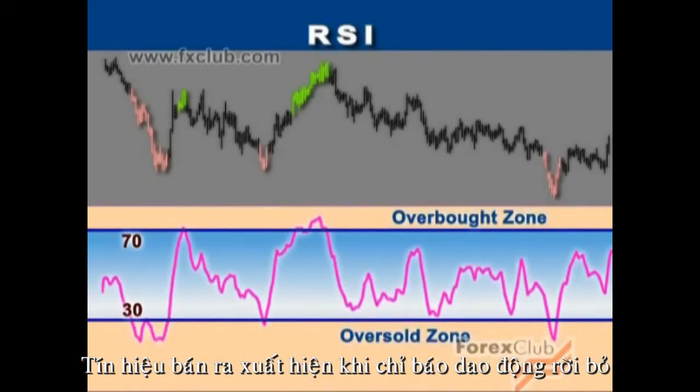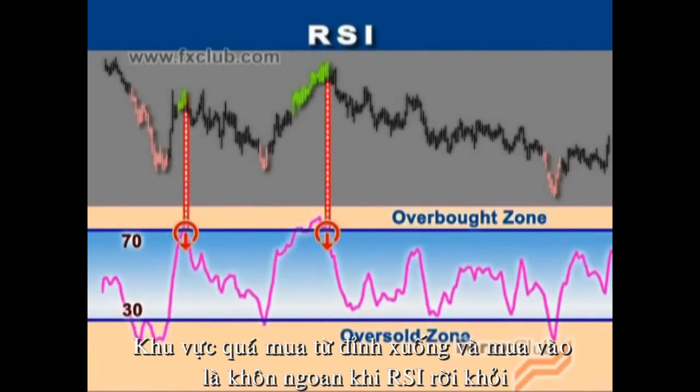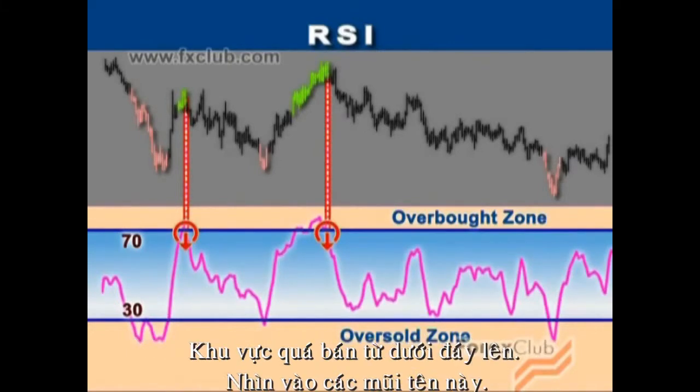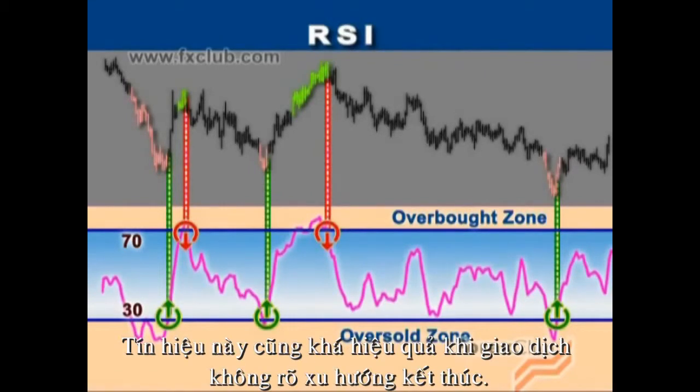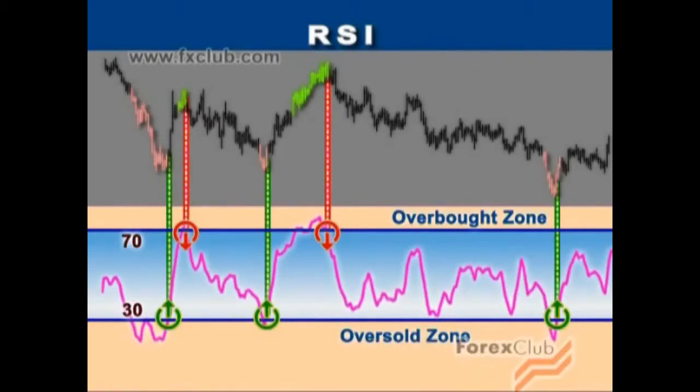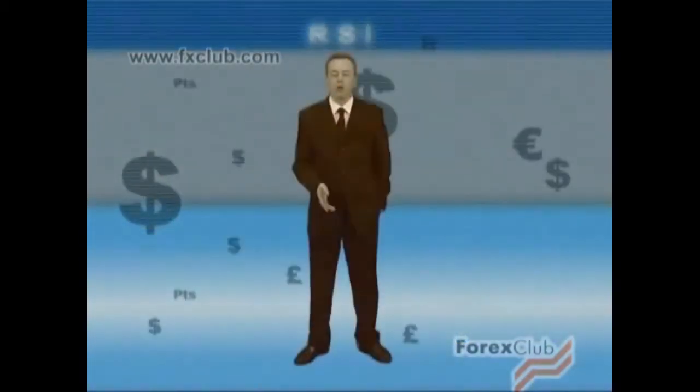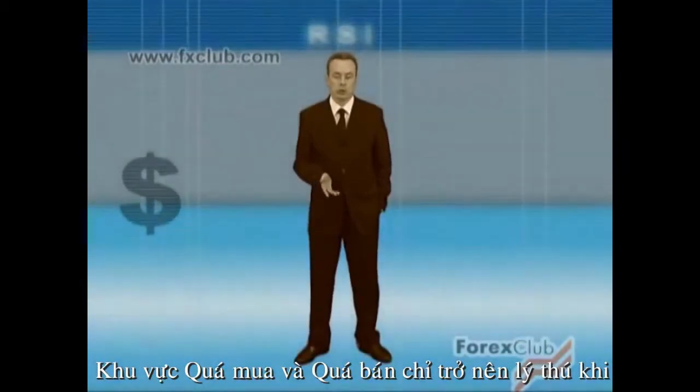The sell signal is generated when the oscillator leaves the overbought zone from the top down, and it's wise to buy when RSI gets out of the oversold zone from the bottom up. Notice the arrows. These signals are also pretty sound in a trading range or when a trend is finished. The overbought and oversold zones.